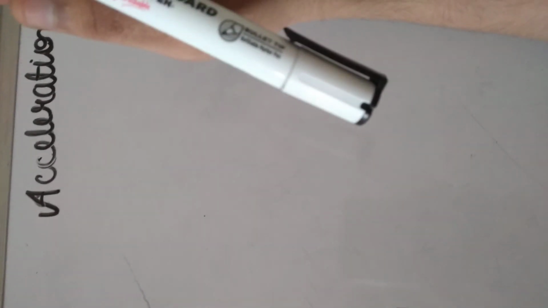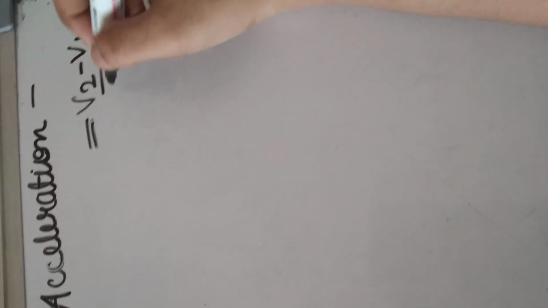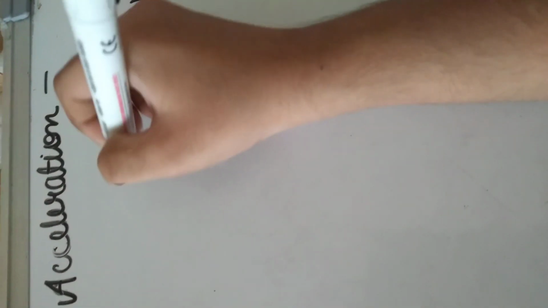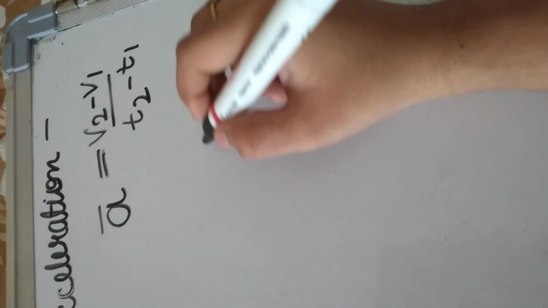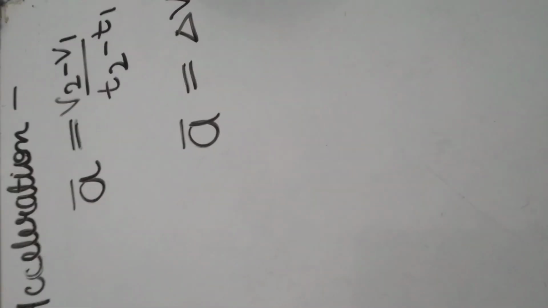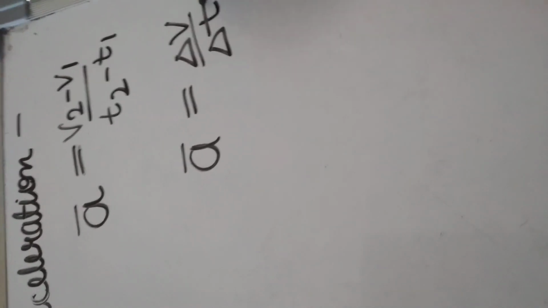Change in velocity means v2 minus v1. This is the change in velocity, divided by change in time, like t2 minus t1. So what is this? This is an average acceleration, and average acceleration is equal to delta v upon delta t.